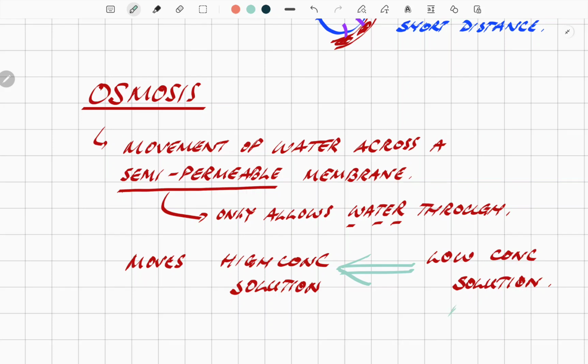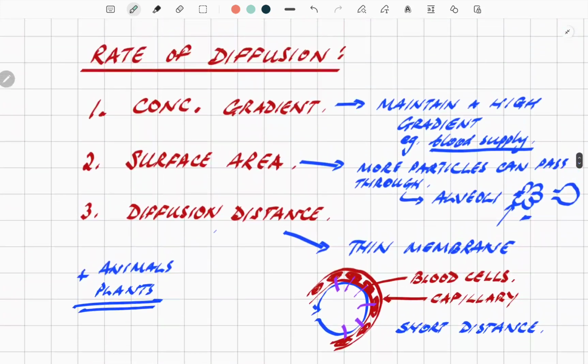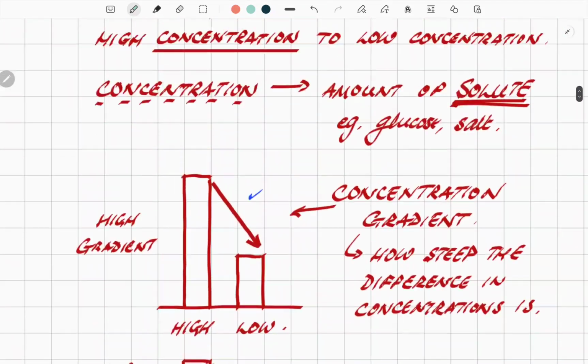And this is where you have more water, and this is where you have less water. So the logic still works. It's not breaking any of the rules of diffusion. But whenever we talk about water diffusing through anything, we call it osmosis. Everything we've done so far, any questions? Anything you'd like me to explain further?